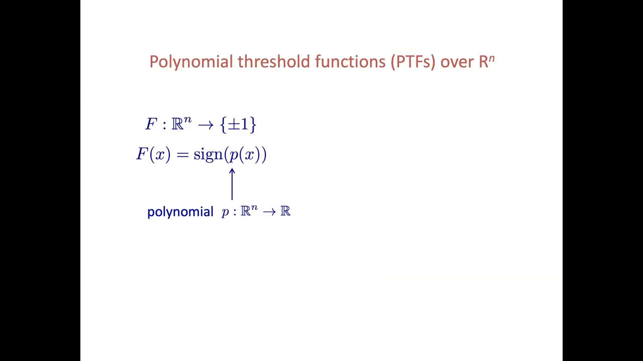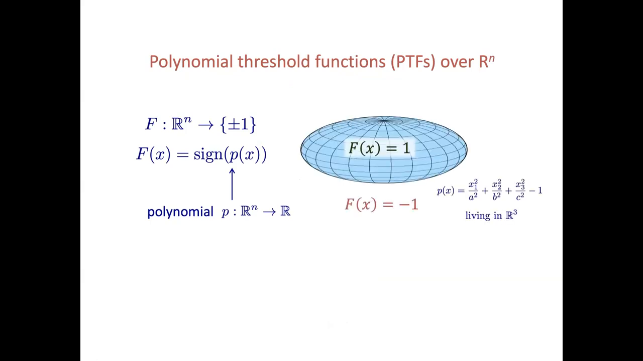In this talk, we'll be concerned with a basic class of functions, the class of polynomial threshold functions, or PTFs, over R^n. These are functions mapping R^n to plus or minus 1, and they have the form sign of p, where p is a polynomial. To give an example, we have here a quadratic polynomial p corresponding to an ellipsoid, and f is simply the function that takes value 1 on all points within the ellipsoid and minus 1 on all points outside the ellipsoid.